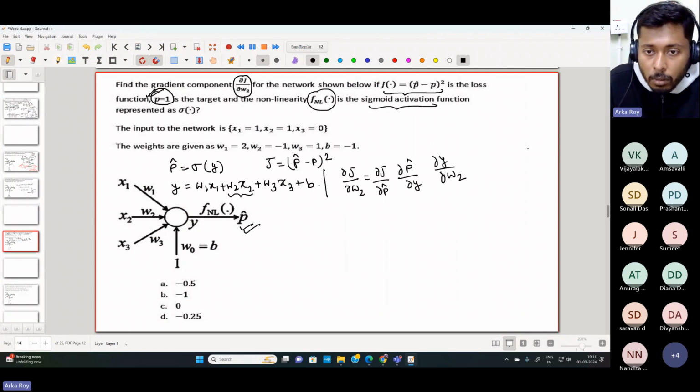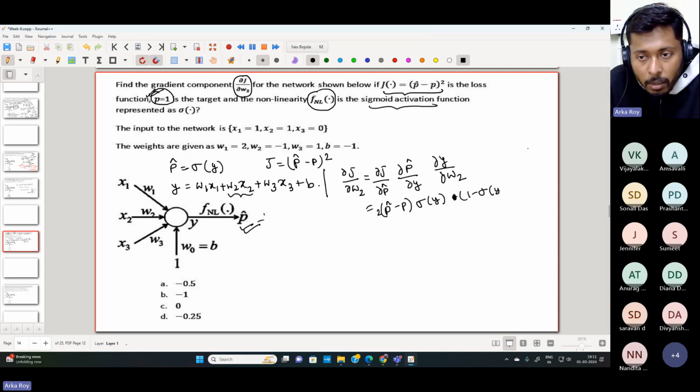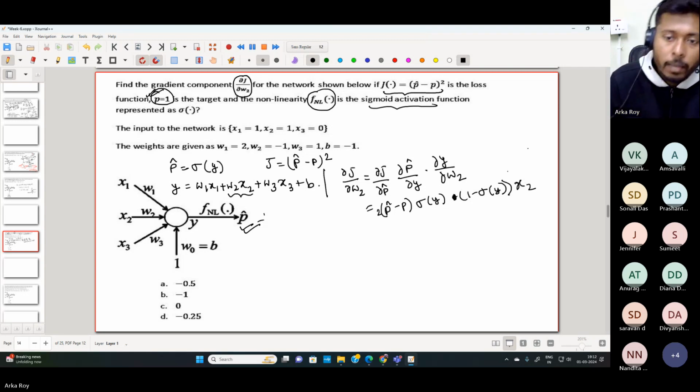Now let us see the corresponding equation. This will simply be 2 into (p hat minus p). Then we are taking the derivative of p hat with respect to y, that means the derivative of the sigmoid function. The sigmoid function's derivative is sigma y into (1 minus sigma y). Then over here del y by del W2 will be x2. Now we just need to evaluate all these values.